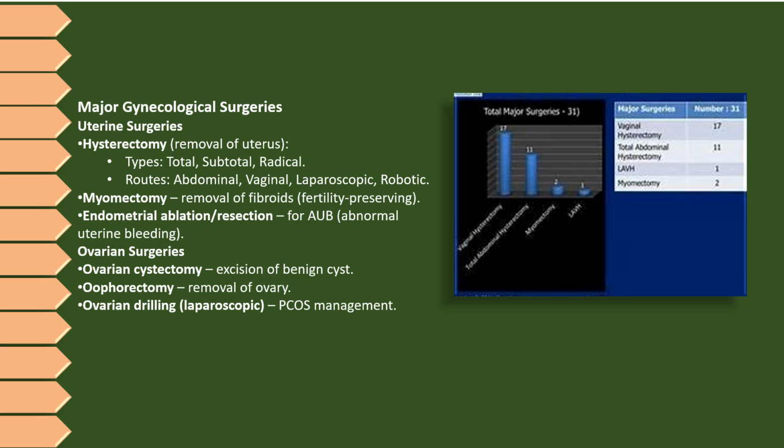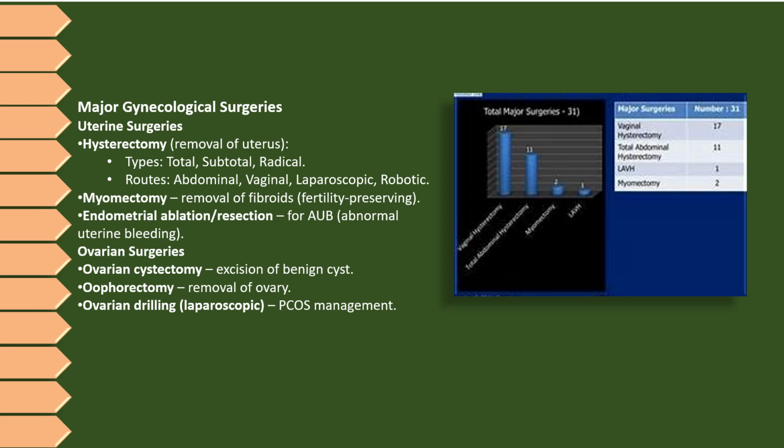For women who still desire fertility, a myomectomy is performed to remove the fibroid and preserve fertility. In case of abnormal uterine bleeding, we may perform endometrial ablation or resection to control the bleeding. Abnormal uterine bleeding may result from trauma, a cut, or scarring, and then endometrial ablation and resection is performed.